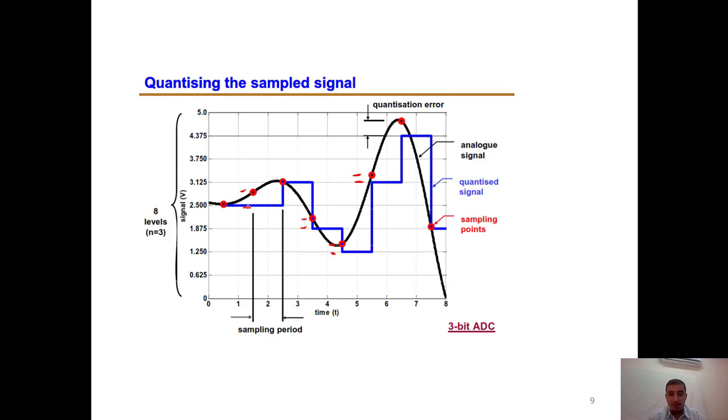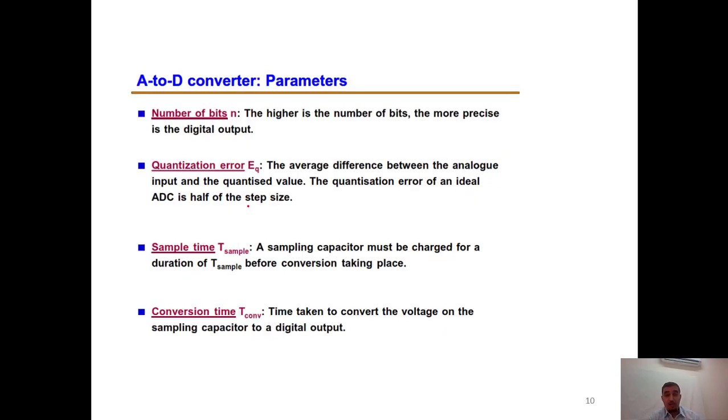The quantization error, we always want to decrease it. We don't want a lot of error in our signal. The lower the quantization error is, the better our signal is going to be. So some parameters that we need to remember when we do analog to digital is the number of bits n: the higher the number of bits, the more precise the digital output is.